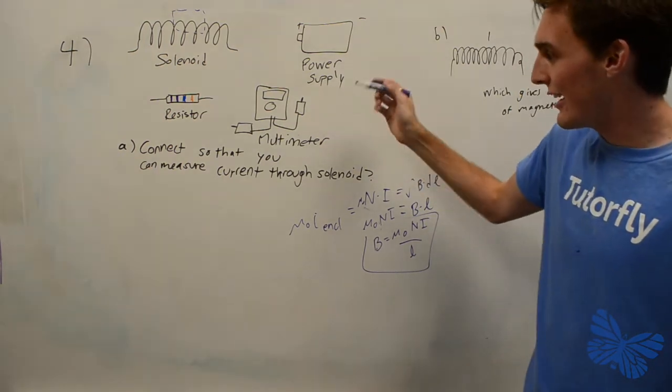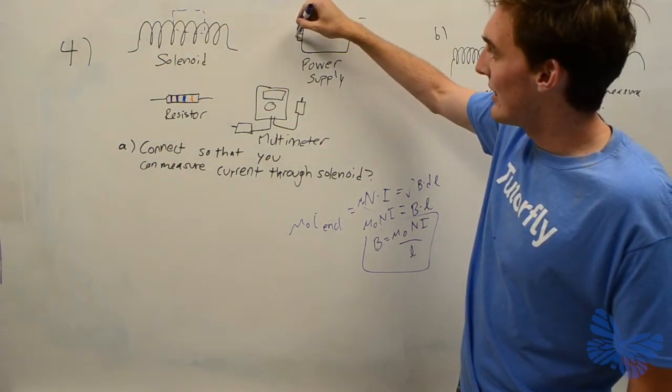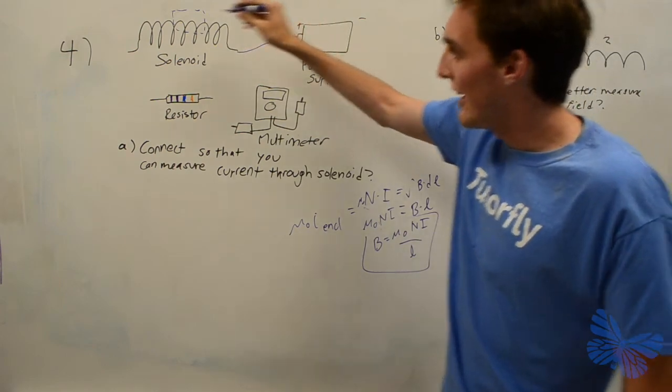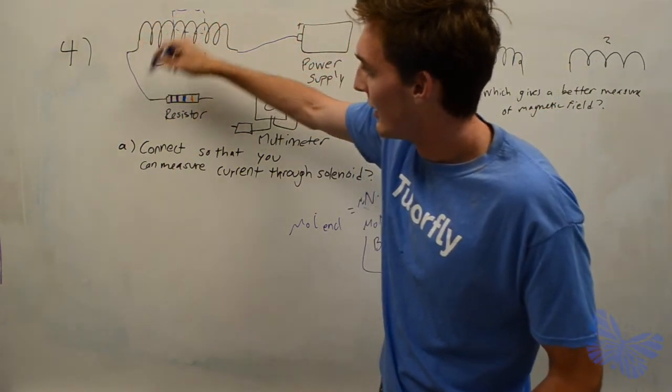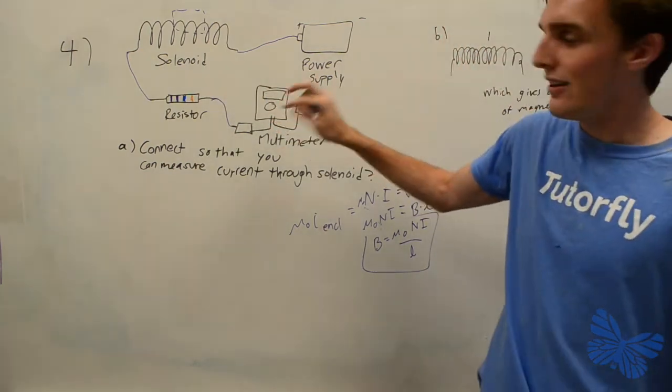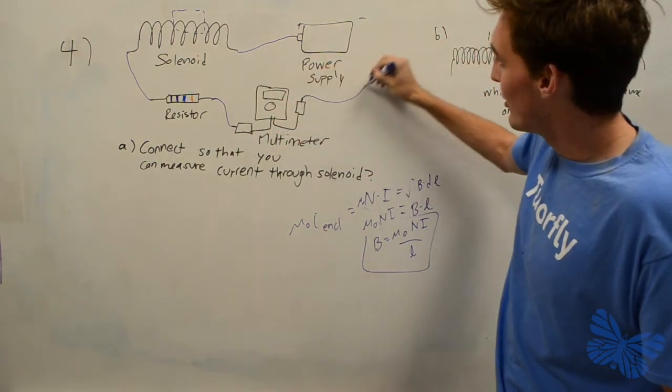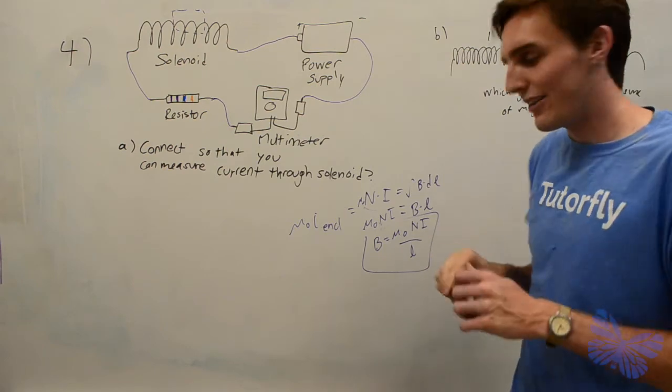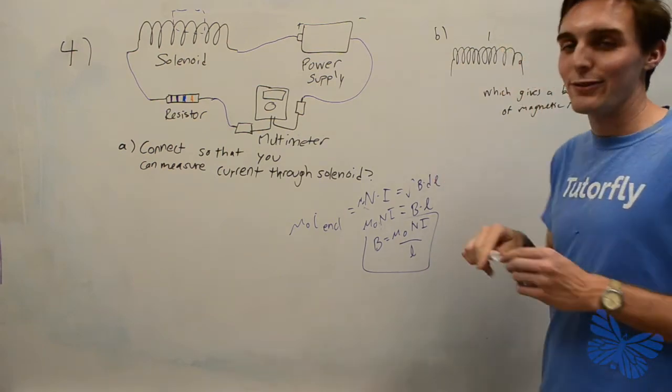And so the way you do that, let's say you just feed this into here, and then you need to go through the resistor, and then from the resistor you go into one end of the ammeter, and then the other end you loop back to the negative side of the power supply. So that's all you need to do for part A.